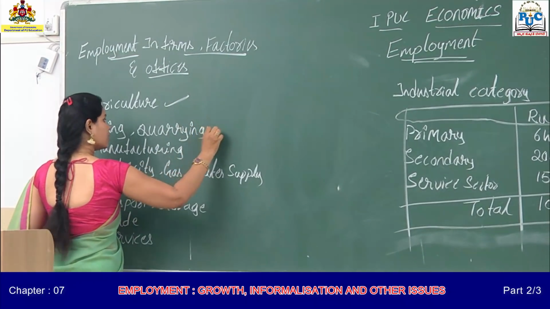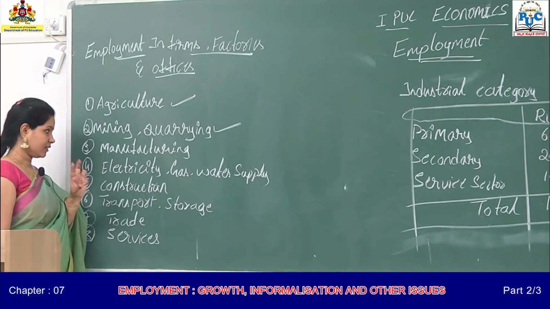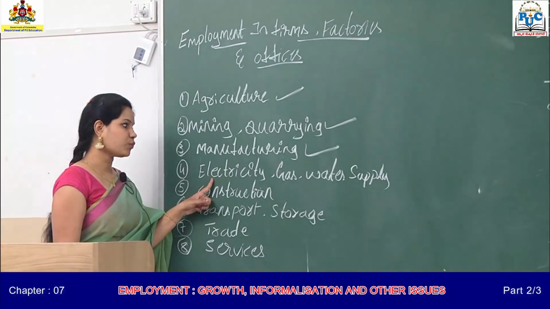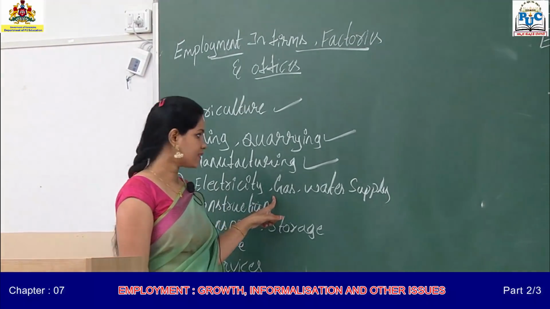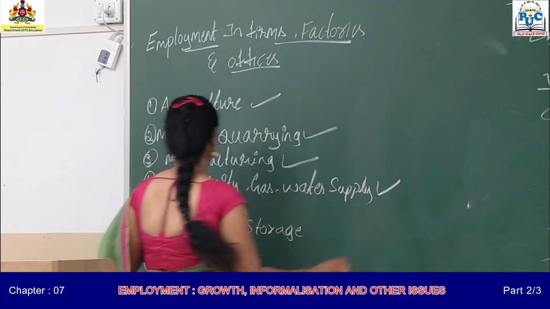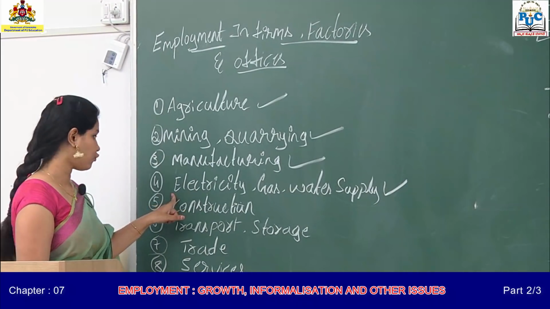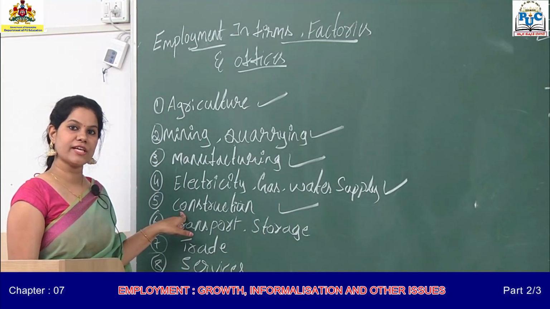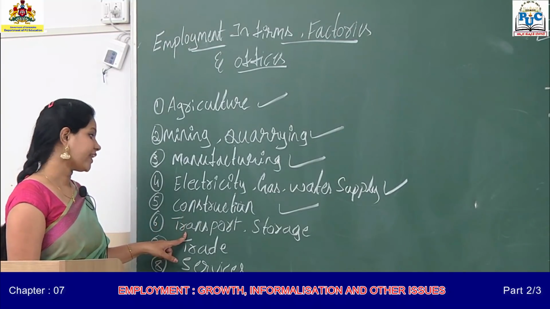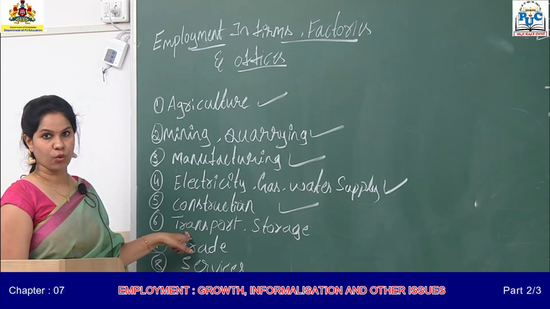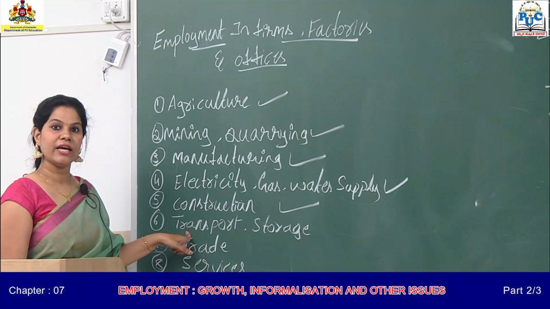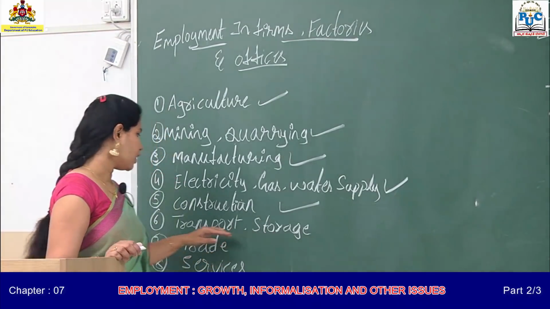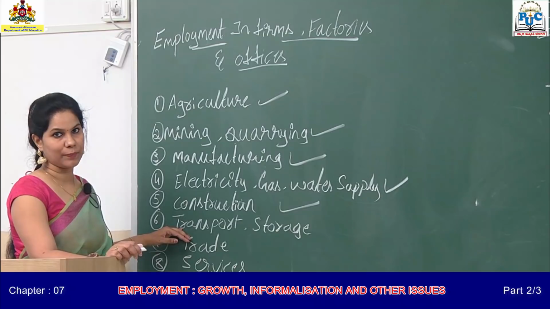First one, agriculture, then mining and quarrying. The third one, manufacturing sector, and the fourth one, electricity, gas, and water supply. Then construction, the people who involve themselves in construction work. And the sixth one, transportation and storage, the people who are involved in transportation and at the same time in storage facilities. That is the sixth area where people are dependent.